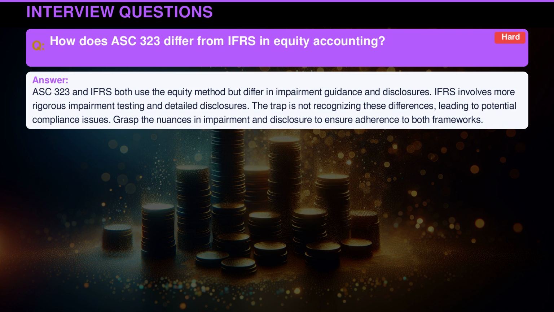ASC 323 and International Financial Reporting Standards both use the equity method, but differ in impairment guidance and disclosures. International Financial Reporting Standards involves more rigorous impairment testing and detailed disclosures. The trap is not recognizing these differences, leading to potential compliance issues. Grasp the nuances in impairment and disclosure to ensure adherence to both frameworks.